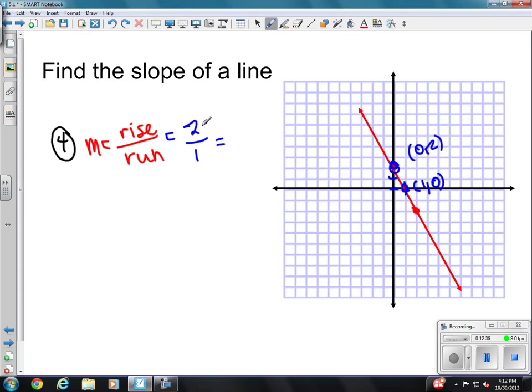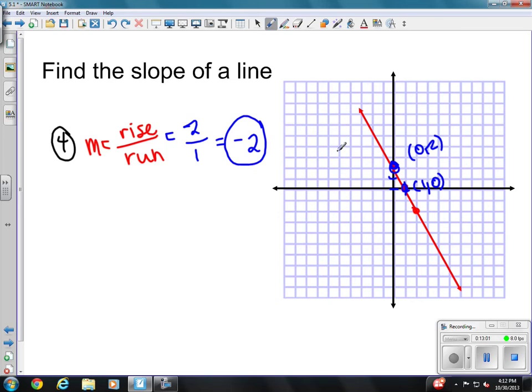Then we see if it can reduce. So negative 2 divided by 1 is negative 2. And remember, we always want it in simplest form. And you can go back and double check. This line goes down to the right. So that means it's a negative slope. It shows right here negative 2, so our slope is negative, so we're good.